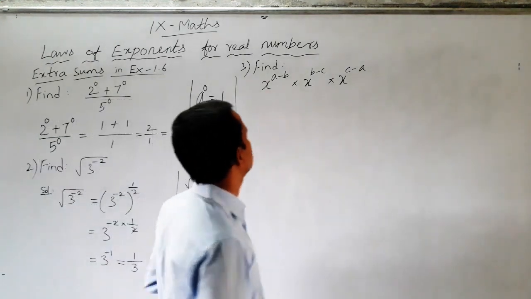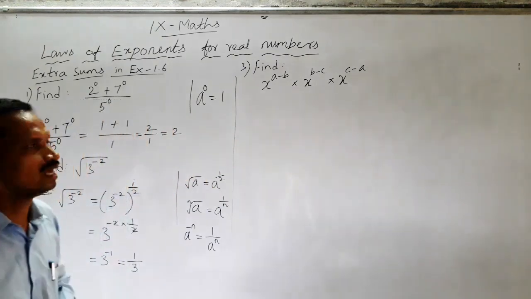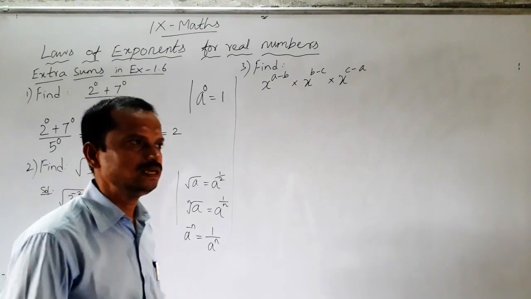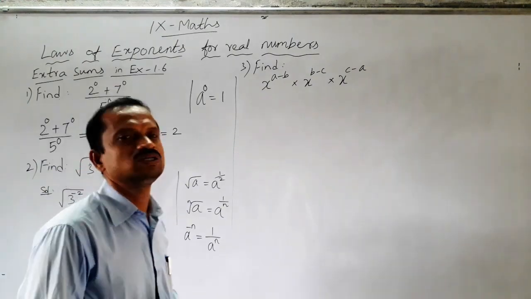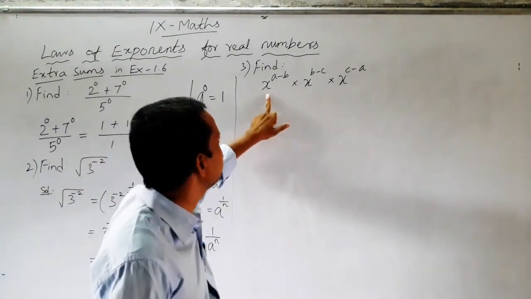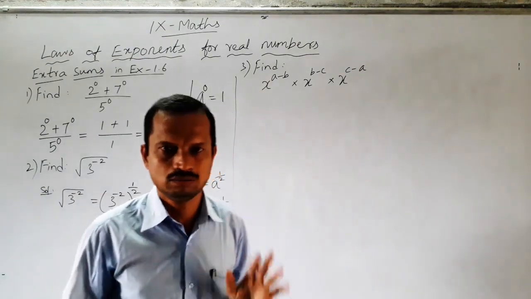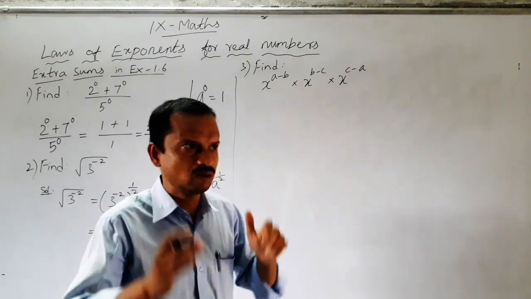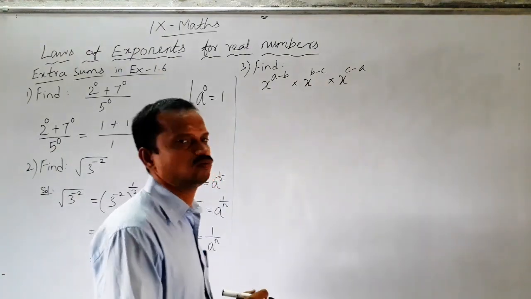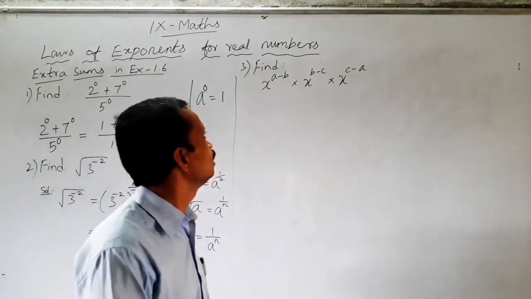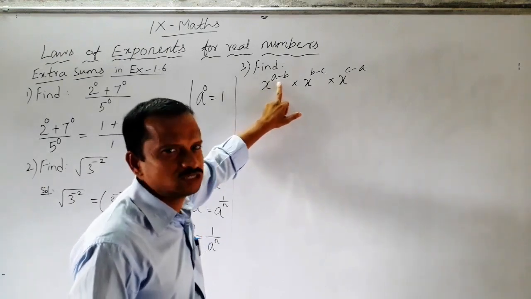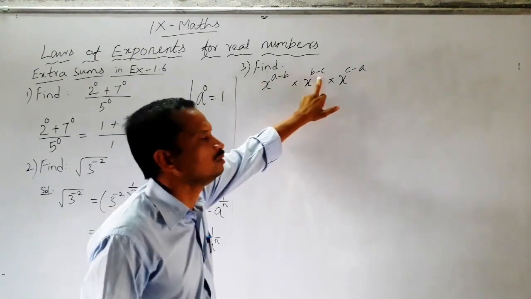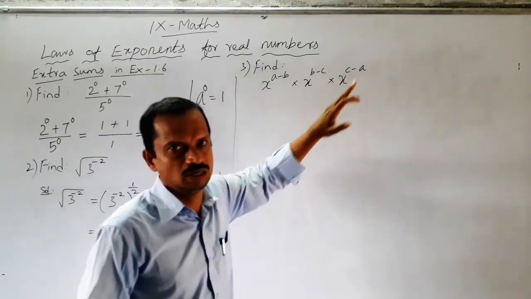And coming to the third question, find x power a minus b into x to the power b minus c into x to the power c minus a. So the bases are equal, that means same base, x, x, x. So you have to understand the question by observing carefully. That is very important in maths. Whereas the exponents are different: here a minus b, here b minus c, and here c minus a.